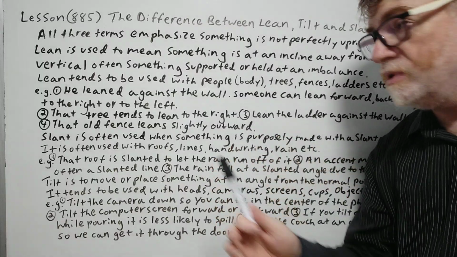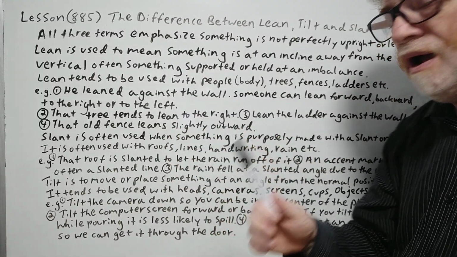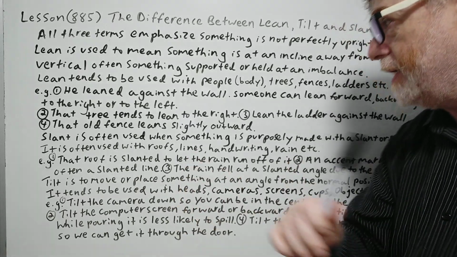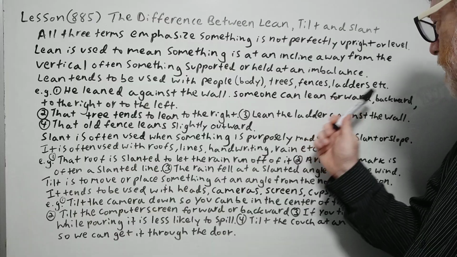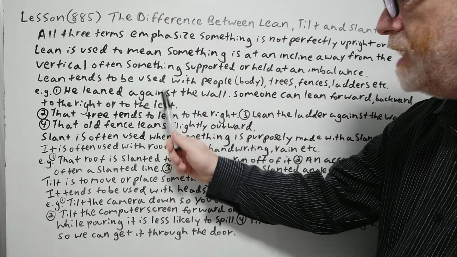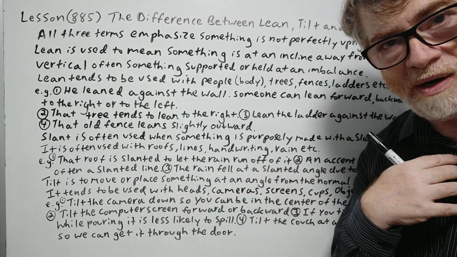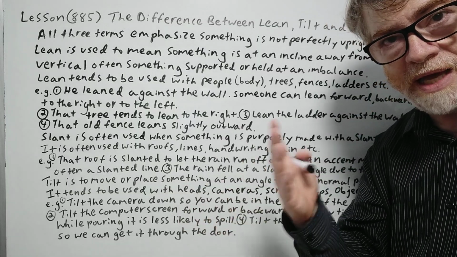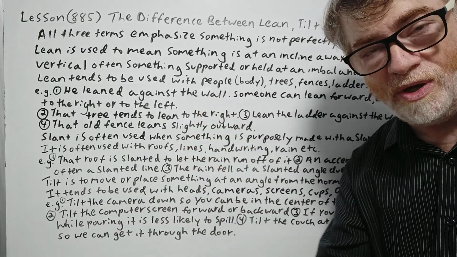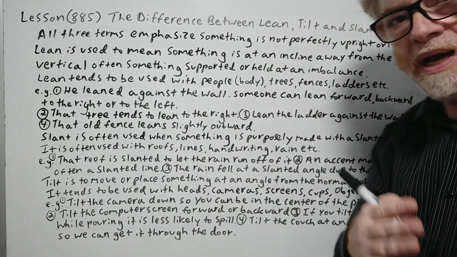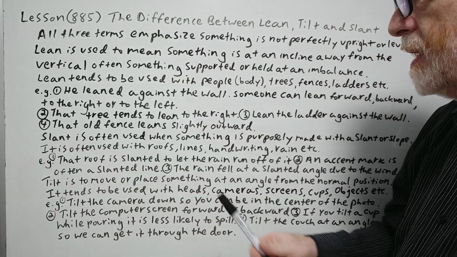And here's some examples. He leaned against the wall. In this case, the wall is the one that is supporting your body. Someone can lean forward, backward, to the right, or to the left. Now, we can make our body do this, but we're standing or held at a position that we can hold it so that we don't fall over. So you could lean forward, you could lean backward, both ways.